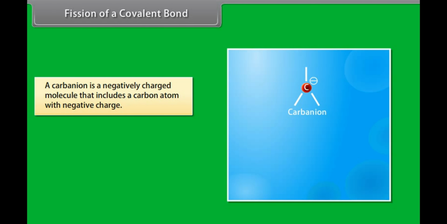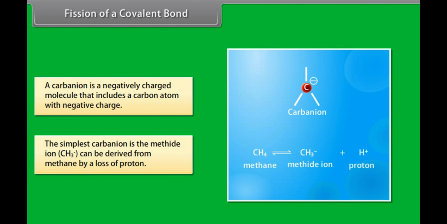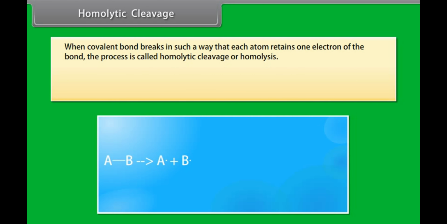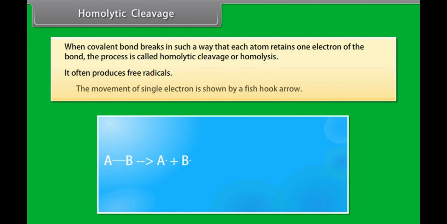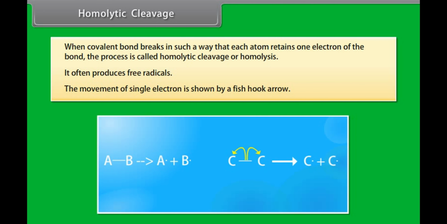A carbanion is negatively charged molecule that includes a carbon atom with negative charge. The simplest carbanion is the methide ion, which can be derived from methane by a loss of proton. Homolytic cleavage. When a covalent bond breaks in such a way that each atom retains one electron of the bond, the process is called homolytic cleavage or homolysis. It often produces free radicals. The movement of single electron is shown by a fish hook arrow.